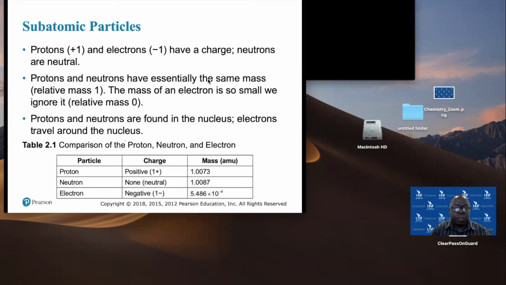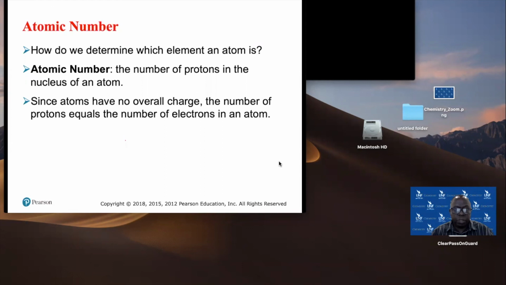If there's no question, take home from here: we have three subatomic particles. Note their charges, their locations, as well as their relative masses. We'll make use of those down the line. Let's go back to the periodic table. I know you know how to read the periodic table.